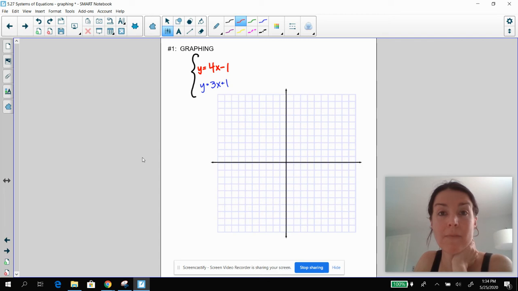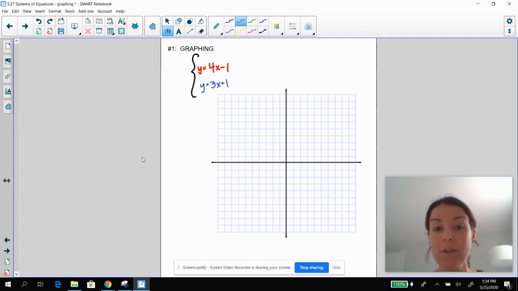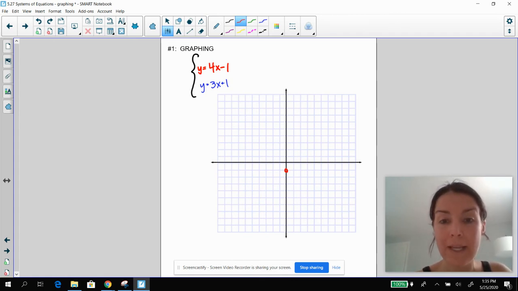And I want you to pause the video and try and graph this on your own. Do it! All right, we're back. So I'm going to graph the red one first. My y-intercept is -1, and my slope is up 4 over 1: 1, 2, 3, 4 over 1.